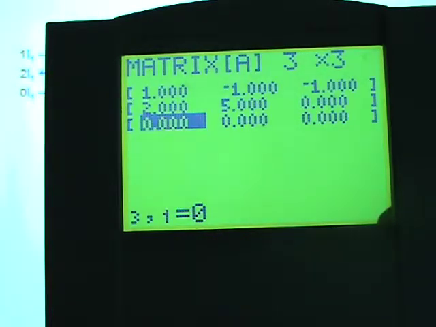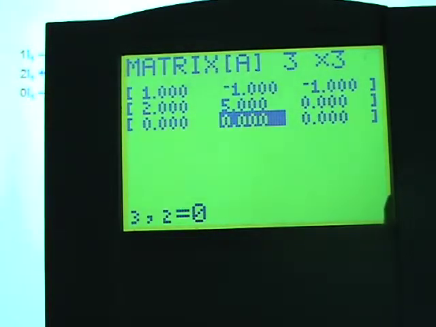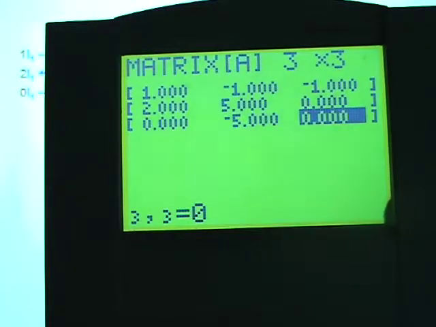Now I have finished my second equation, 2I1 plus 5I2 plus 0I3. We go to the third equation, 0, enter, negative 5, enter, 4, enter. There you've got the coefficient matrix, which is a 3 by 3 matrix.